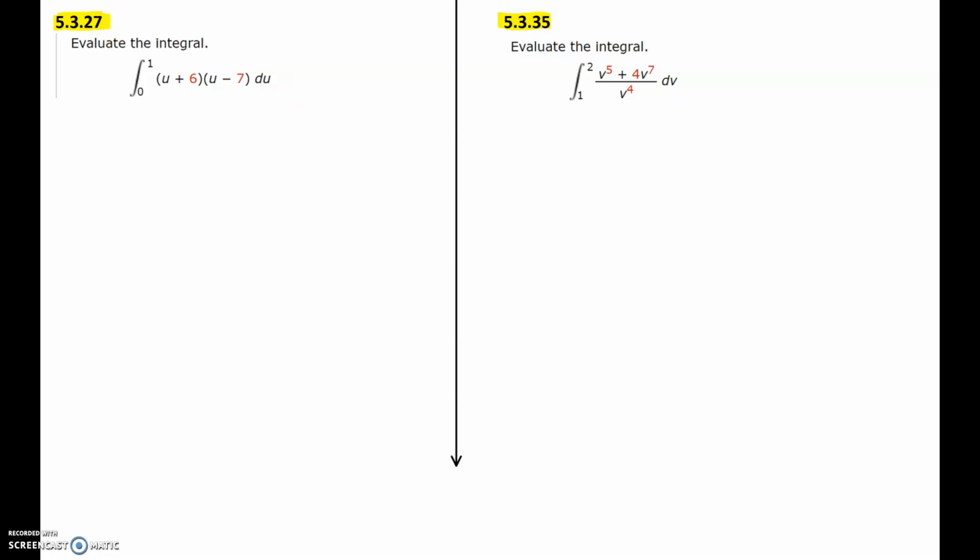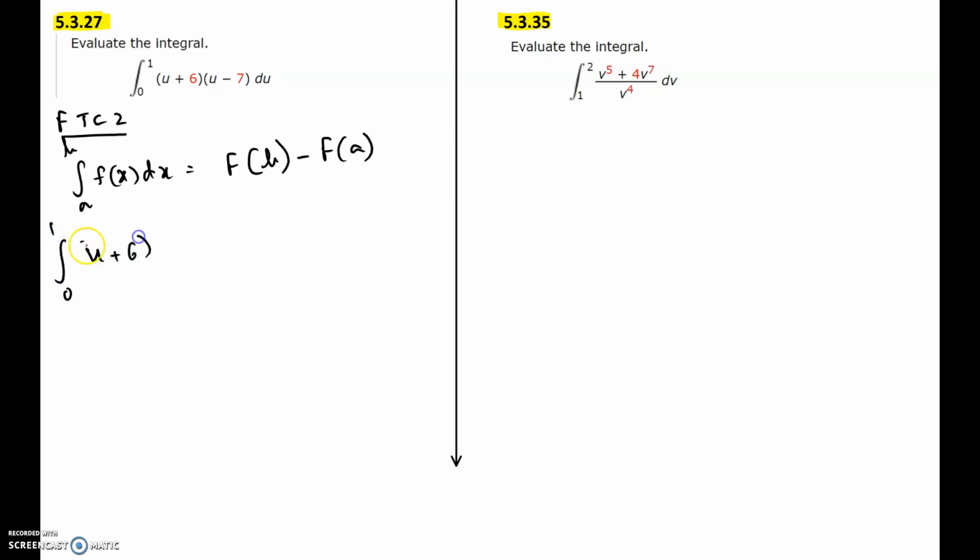So here we are going to apply the Fundamental Theorem of Calculus part 2. The integral from a to b of f(x) dx is the antiderivative of f(x) at the upper limit minus the antiderivative at the lower limit. So it is the integral from 0 to 1 of (u + 6)(u - 7) du. We are going to expand this so that we can apply the power rule. So we will FOIL this.